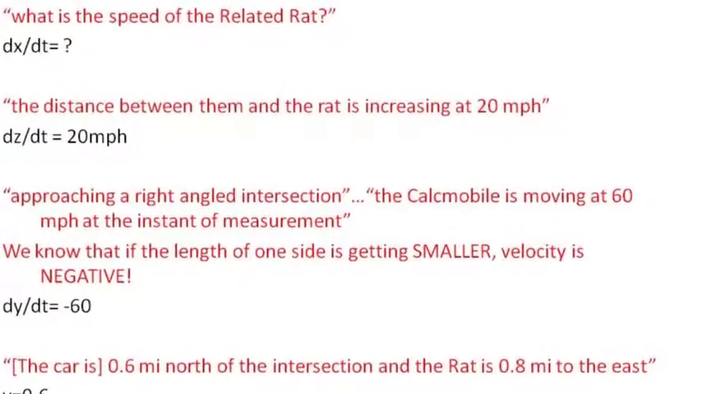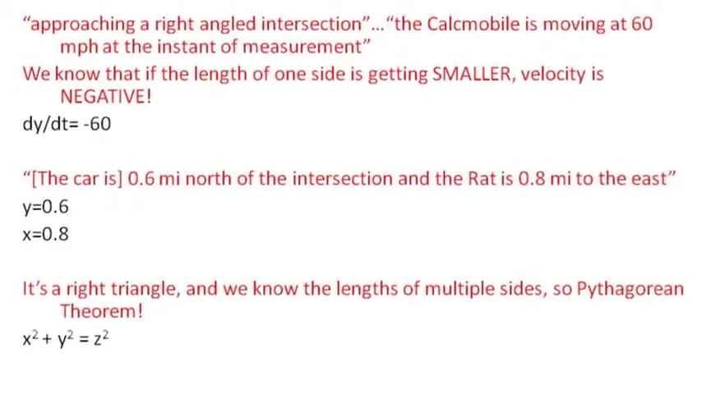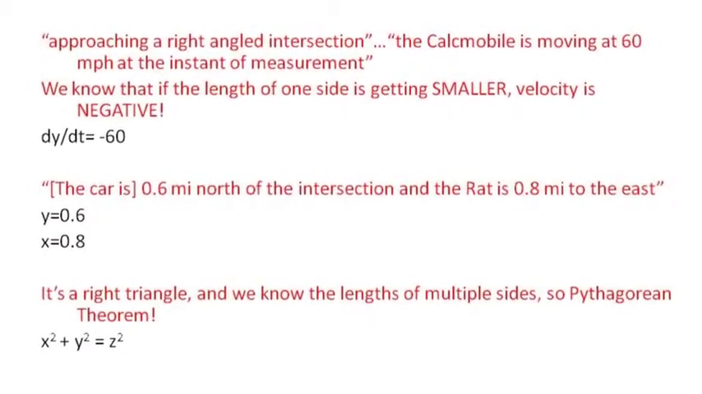Alright. What else do we know? Okay, well, we know that the length y equals 0.6 and x equals 0.8. Good. We also know the Pythagorean theorem is x squared plus y squared equals z squared. But what do we want to do with that? The related rat is getting away. Come on, integral, think! I am thinking. Okay!